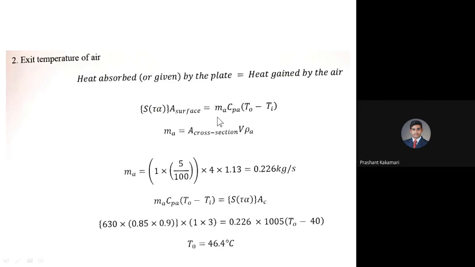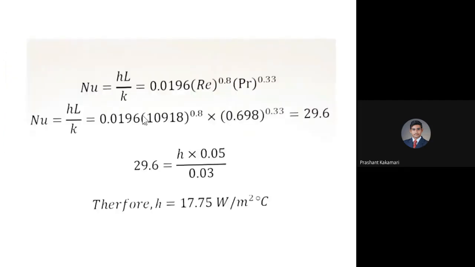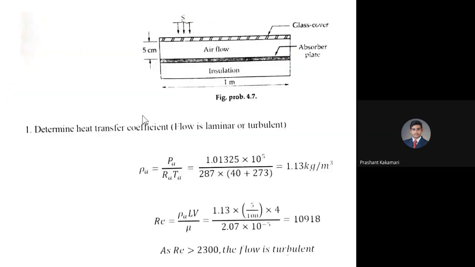Then M is the mass flow rate of air. Mass flow rate of air is not mentioned in the problem, but indirectly we may find it out. Now see this importance. S is the total heat falling on the collector by the solar radiation, that is 630 watt per meter square.